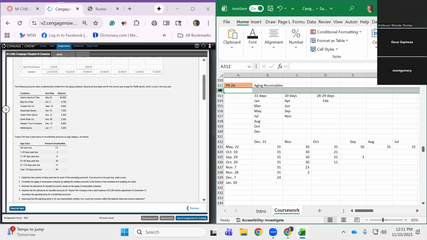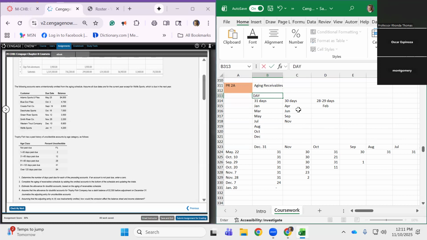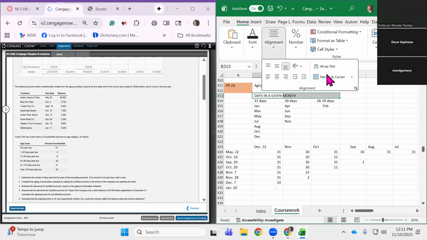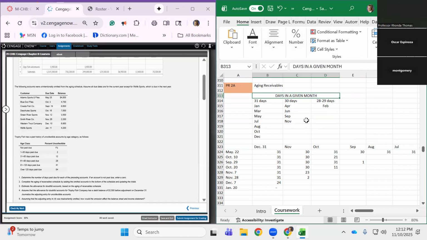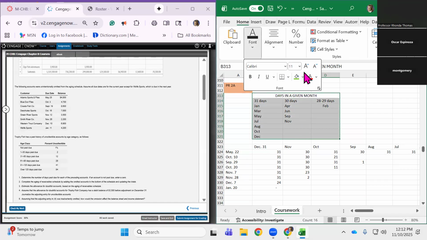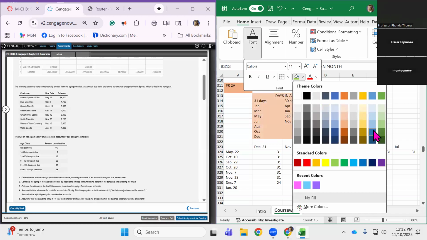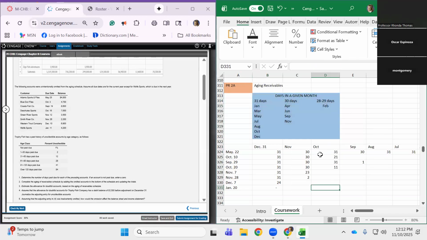Okay, if you're not really very good at remembering how many days are in a month, I put this chart up here, days in a given month. You got to know that. Okay, this just shouldn't be knowledge that you don't know. You should know how many days are in a given month. Okay, so let me spread this out over this. Okay, and that's what this is. So I am going to highlight this so we can remember it. All right, this is just for us to remember.